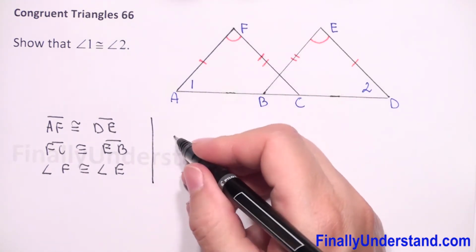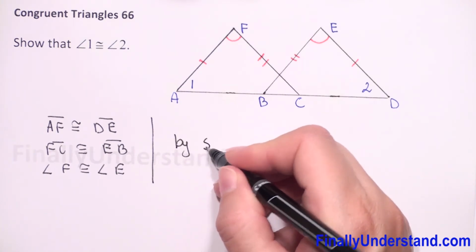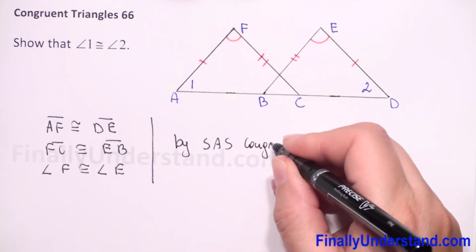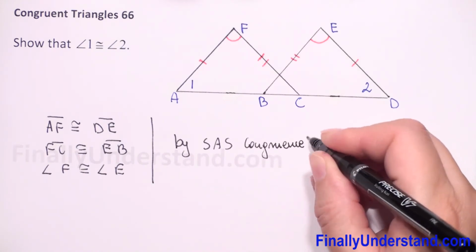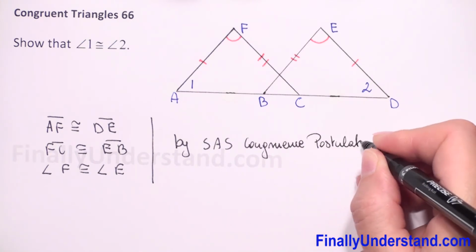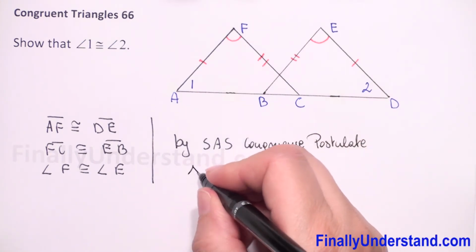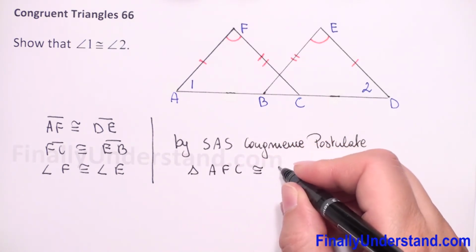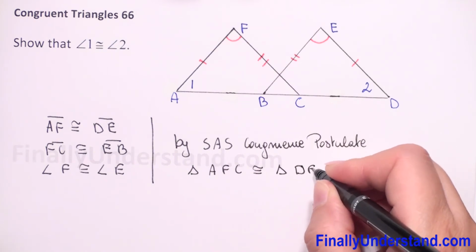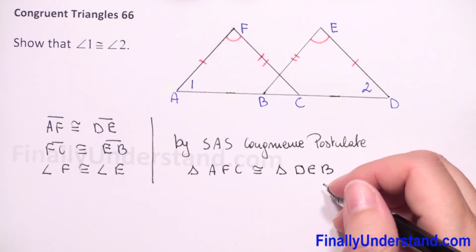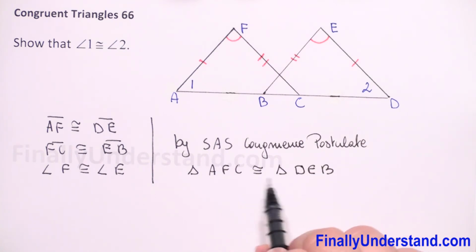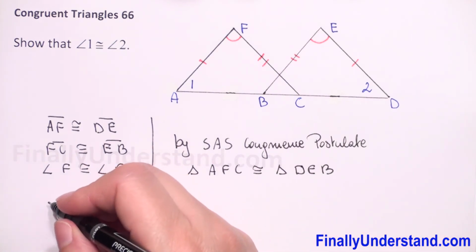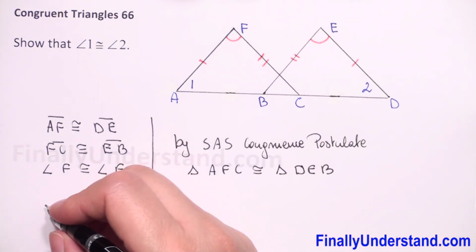So by side angle side congruence postulate, we have that triangle AFC is congruent to triangle DEB. Because these two triangles are congruent, it means that corresponding parts of congruent triangles are congruent.